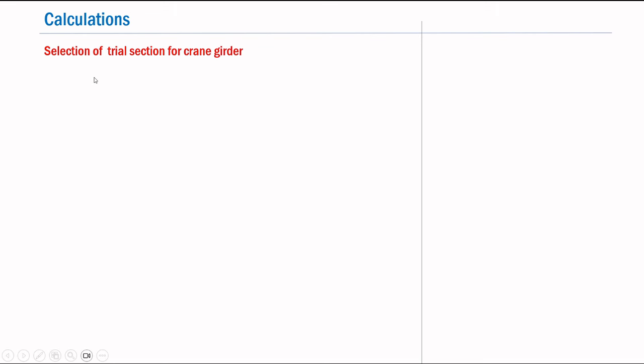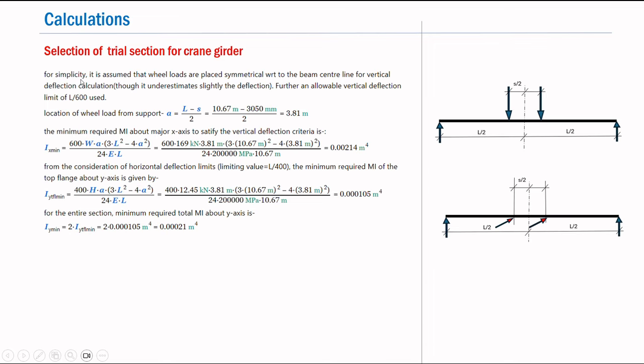Next, we proceed to a critical stage, that is, we proceed for the selection of a trial section of the crane girder based on the deflection criteria, and this deflection includes both the vertical as well as the horizontal. Now, for simplicity, for the calculation of the vertical deflection, we place the wheel loads symmetrical to the center line of the beam so that the calculations can be done using the standard formula in our hand. Please remember that this underestimates slightly the deflection, and we use an allowable vertical deflection limit of L by 600.